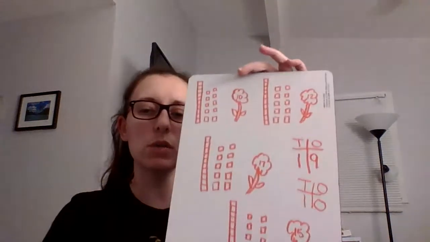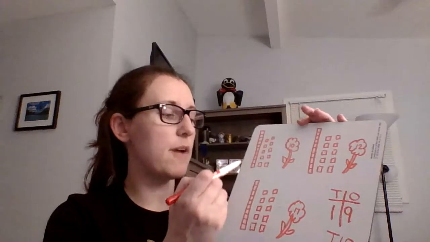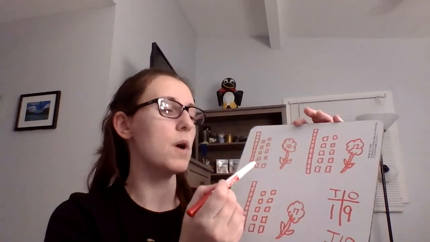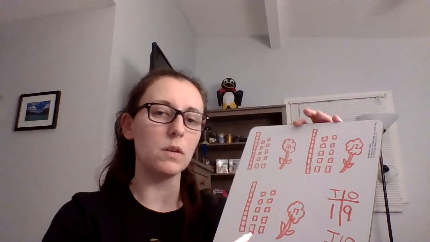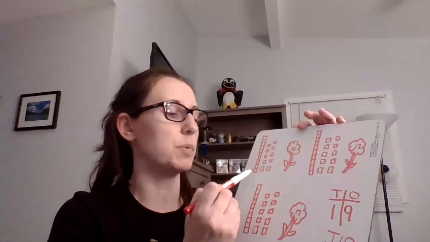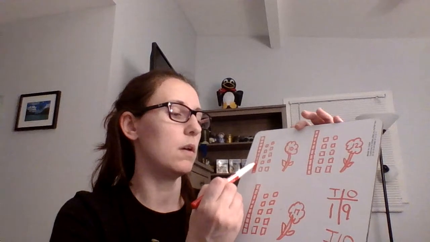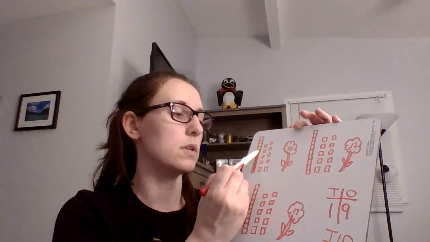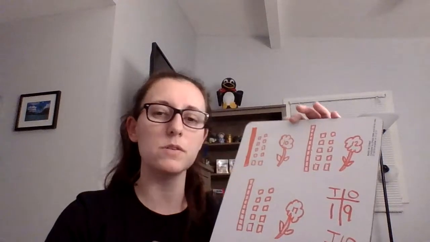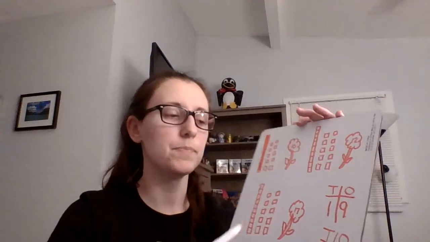So for our worksheet, we've got to color that value that is on the flower. Our first number is 10. So I could color 10 ones, but it would be much faster to just color in this group of 10. So I'm going to color in all of those cubes, and I have a value of 10.